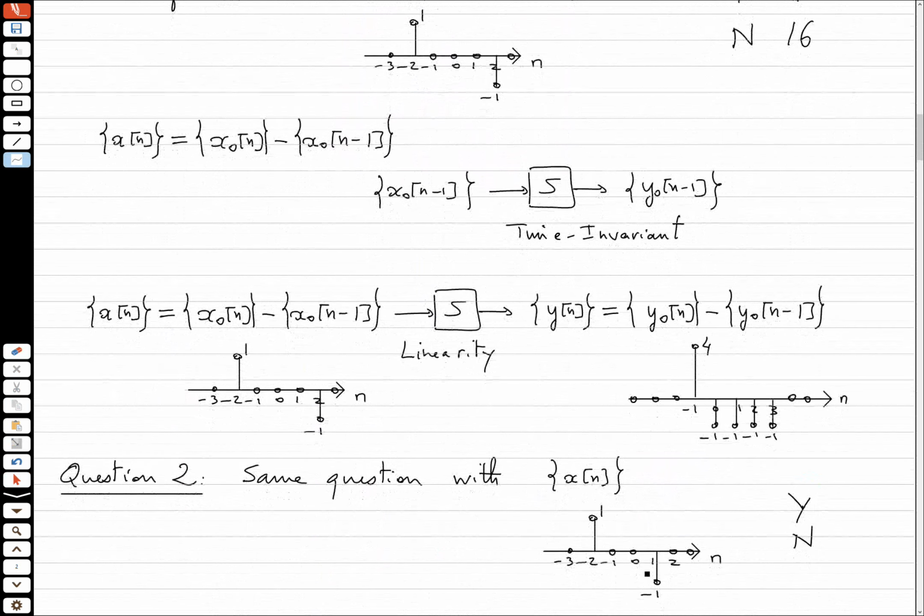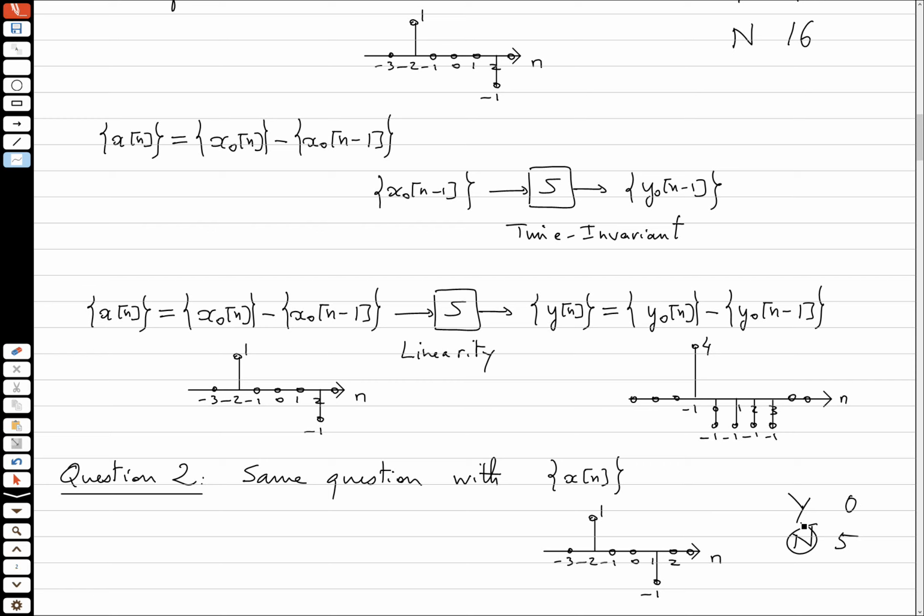So the previous x of n had the -1 at 2. I moved it here. All right, how many of you say, yes, we can still do it? How many of you say, no, we can no longer do it? Okay, you are very shy. Yeah, the answer is we can no longer do it, because this time we cannot express this x of n as a linear combination of shifted versions of x naught.